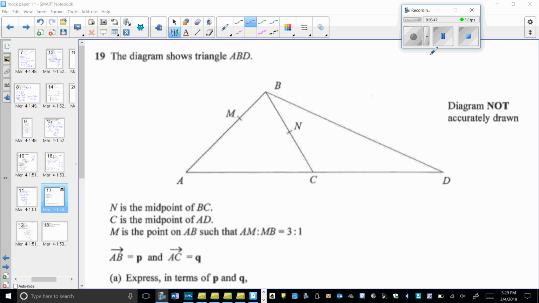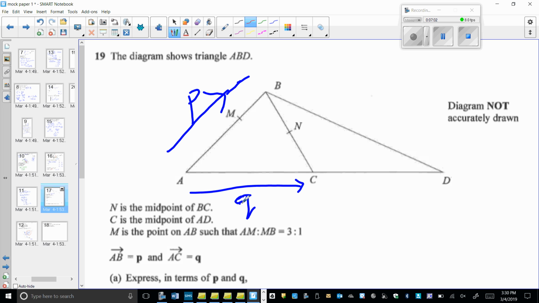Alright, so this is vectors, N is a midpoint, A to B is p, so this is all p, from A to B, and A to C is q, and A, N, and B is 3 to 1, so this is 4 in total here, so this will be 3/4 p, and this will be 1/4 p. Because it's 4 in total, so 3 of those 4 things are here and 1/4 is there.